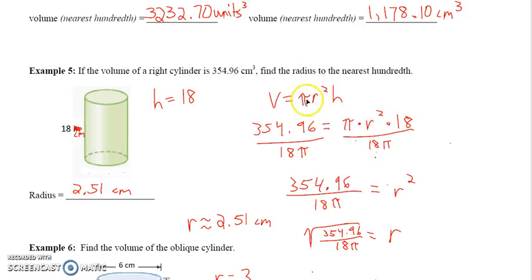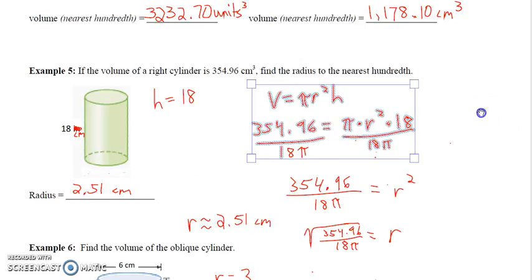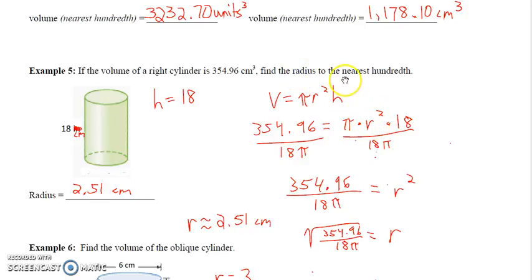And then pi, I just leave. Pi is pi. R squared, I don't know what r is because that's what I'm trying to find, so I leave that. But I do know h. h is 18. So if you look here, I'm trying to solve for r.